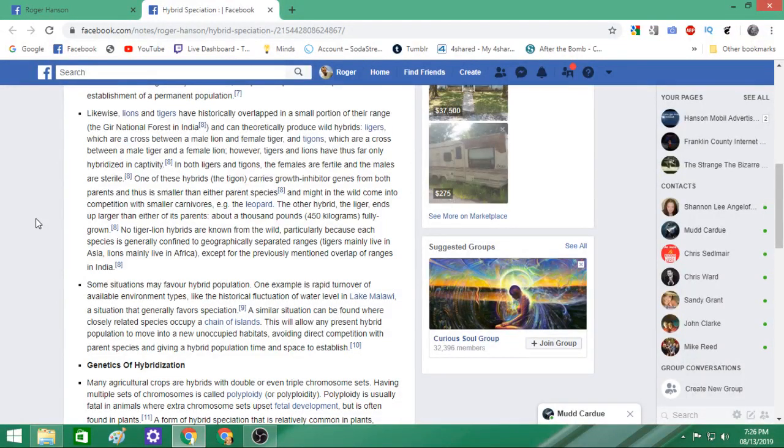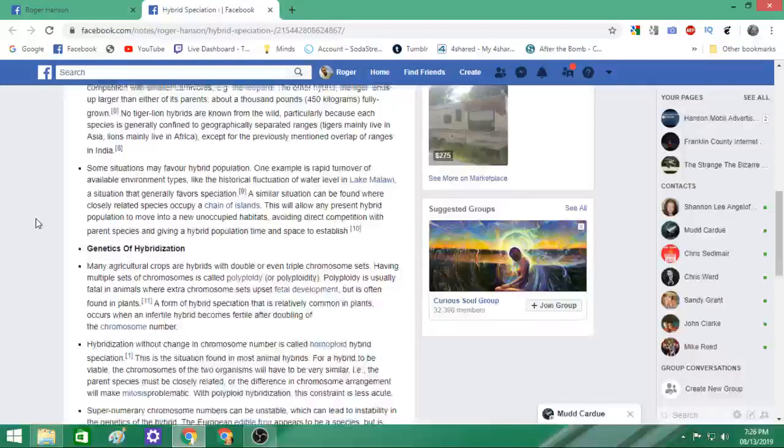Tigers mainly live in Asia, lions mainly live in Africa. Except for the previously mentioned overlap of ranges in India, some situations may favor hybrid population. One example is rapid turnover of available environment types, like the historical fluctuation of water level in Lake Malawi, a situation that generally favors speciation.